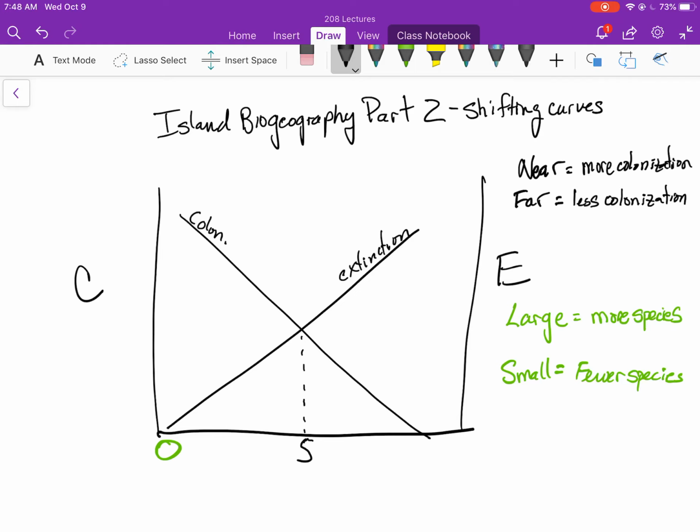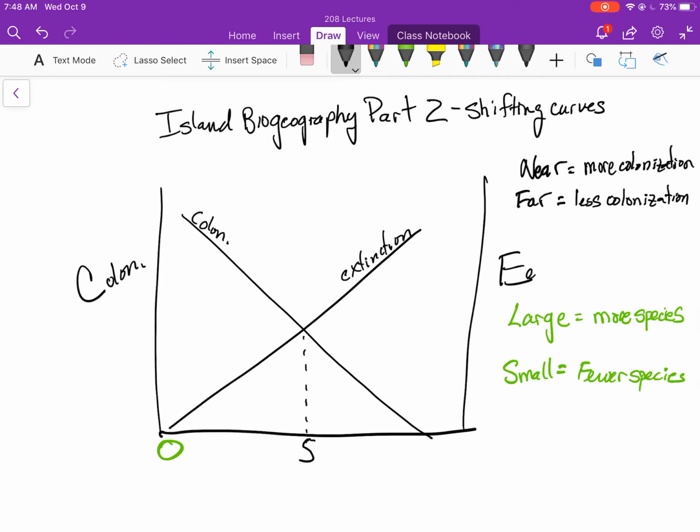This time we're going to talk about part 2, the shifting of the curves. Again, I have a nice graph here where I've labeled colonization on the left side, extinction on the right side. And I've labeled carefully each of my lines so that I have colonization labeled and extinction labeled on there.